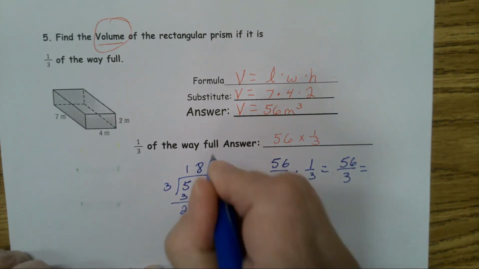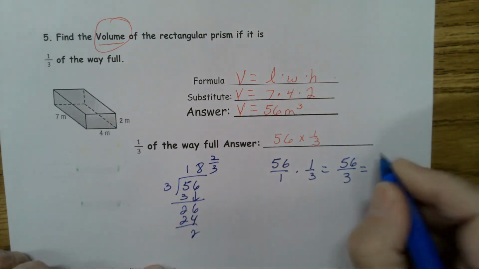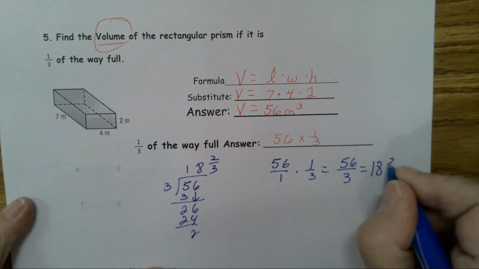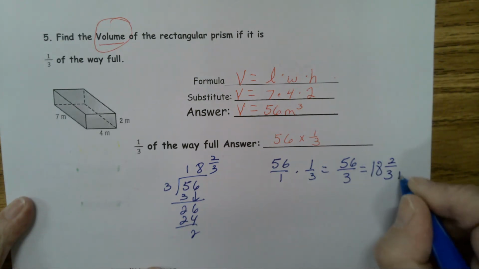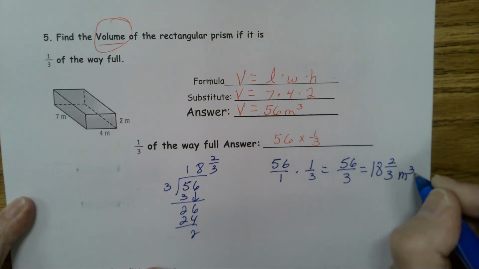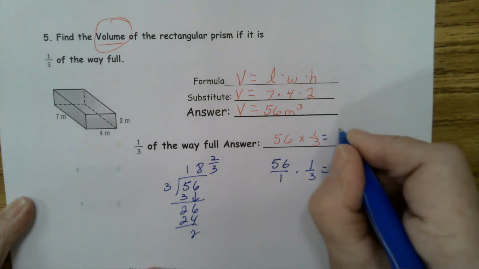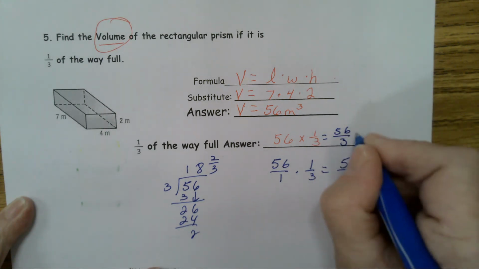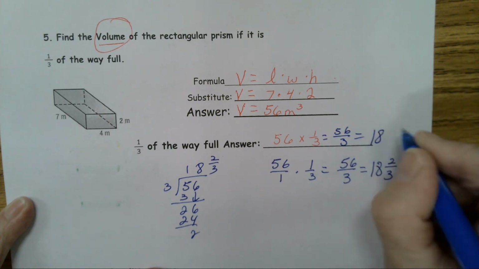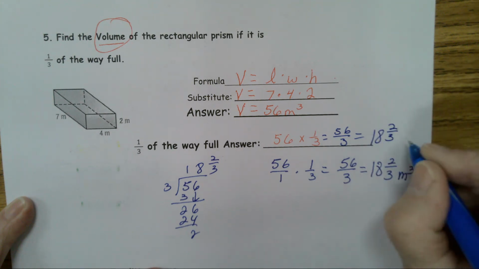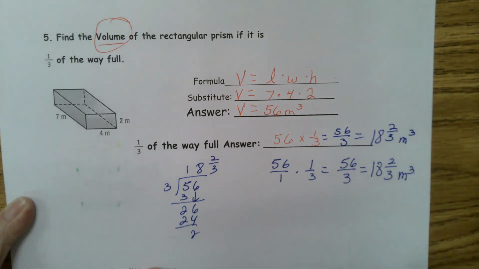And you have a remainder of 2/3. So it would be 18 and 2/3 meters cubed for 1/3 of it. So it equals 56 over 3, which simplifies to 18 and 2/3 meters cubed. Do you see how to do that?